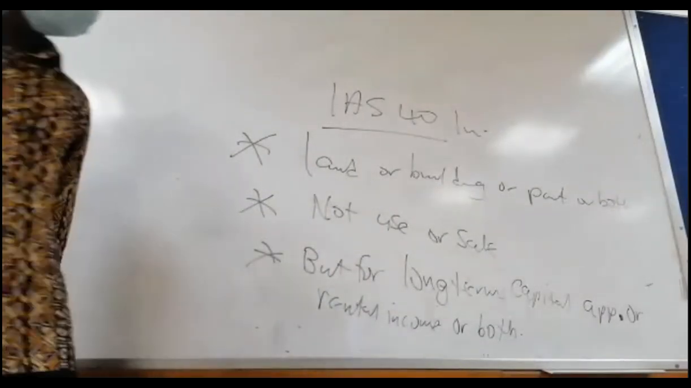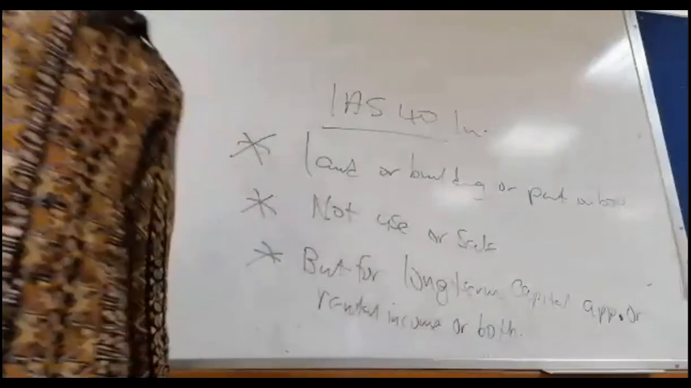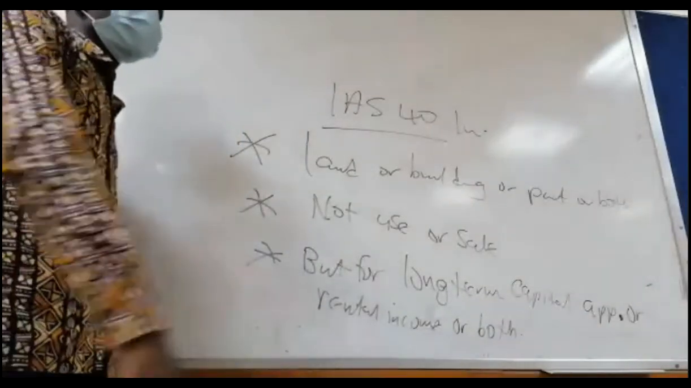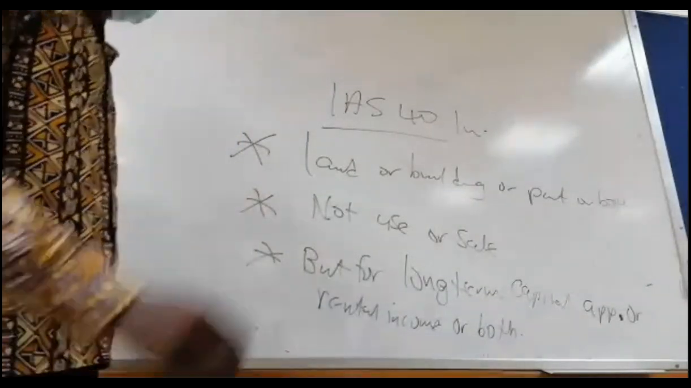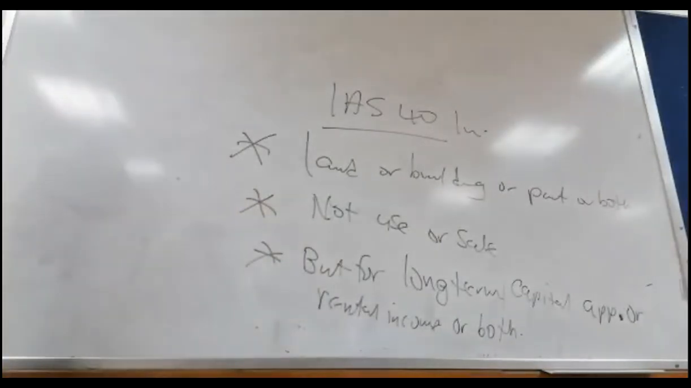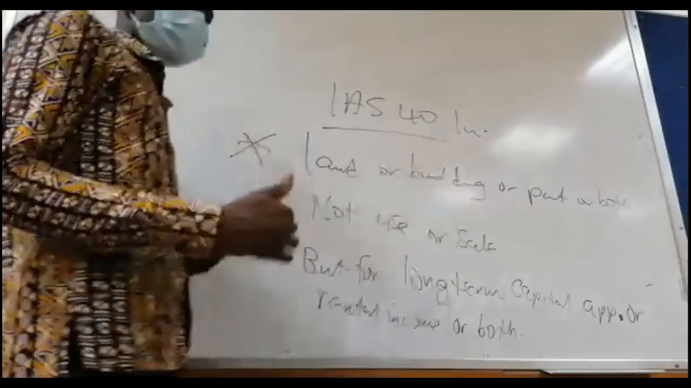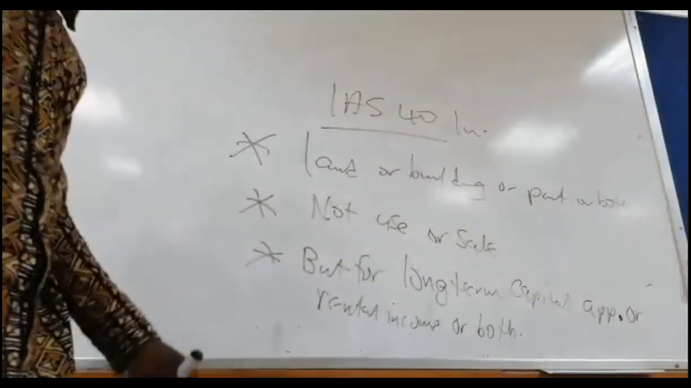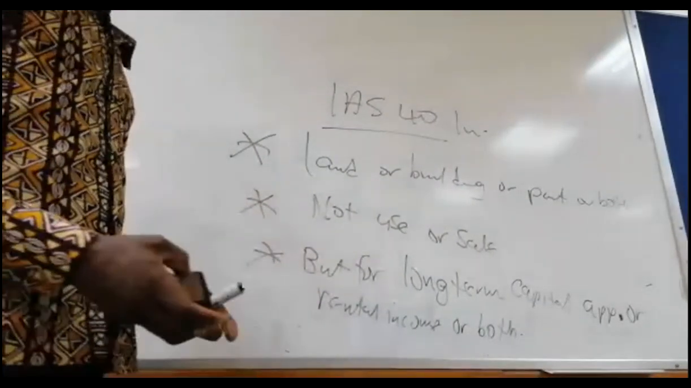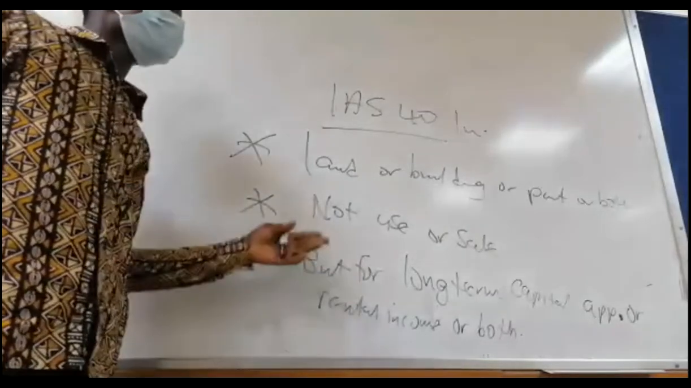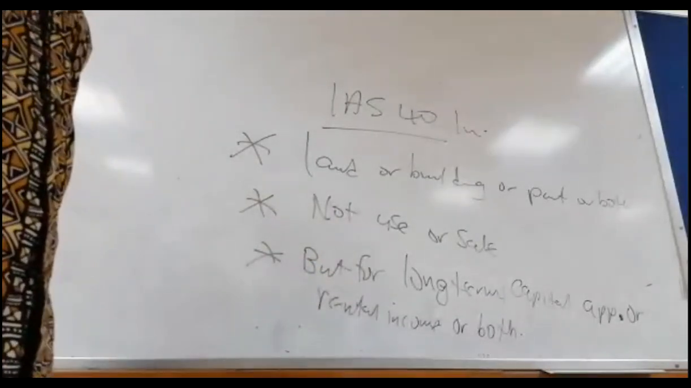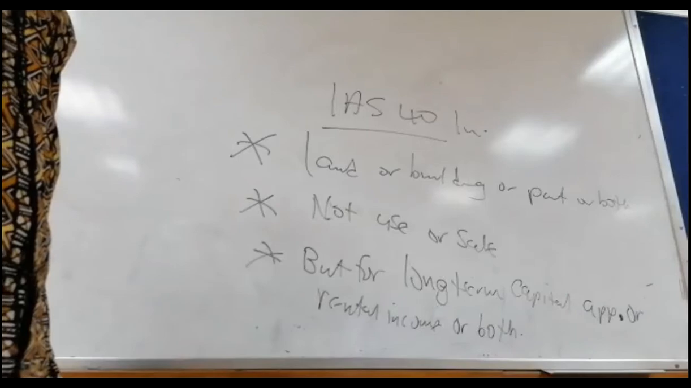Now you go straight to recognition. It is recorded as a non-current asset. Measurement is the same as the one in IAS 16, just that there are some little differences. So just look at the differences between how you record the investment property and owner-occupied property. Owner-occupied.